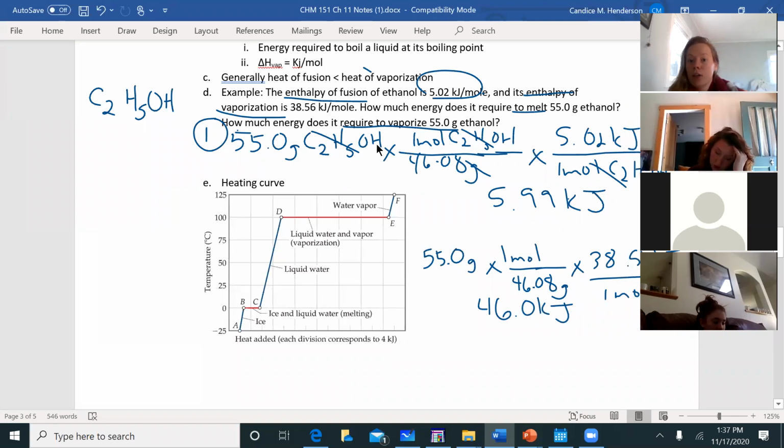It's a set value for every material. So the heat of vaporization for water is going to be different than that of ethanol, but it is consistent for an entire sample. Whether you're running this here or in Europe, you'll use the same vaporization value.